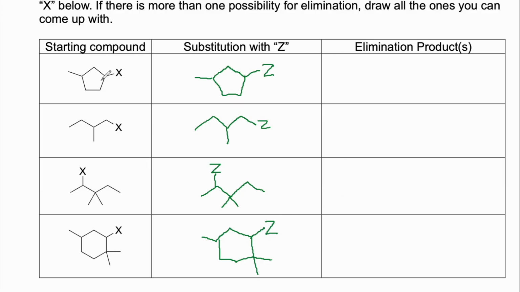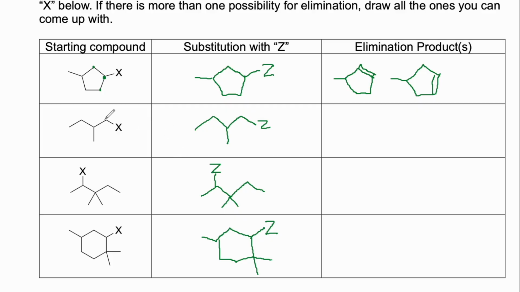For the elimination products, we have to remember that the carbon that has the leaving group is going to lose the leaving group, and then there's a neighbor that is going to lose a hydrogen. Here we have two possible neighbors that could lose a hydrogen. So we have two possible products that could form. If we pick on this top carbon here to lose a hydrogen, that's where the pi bond is going to form.